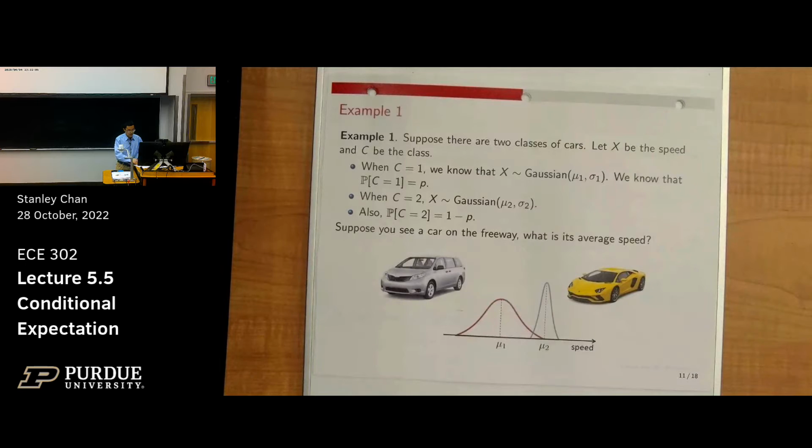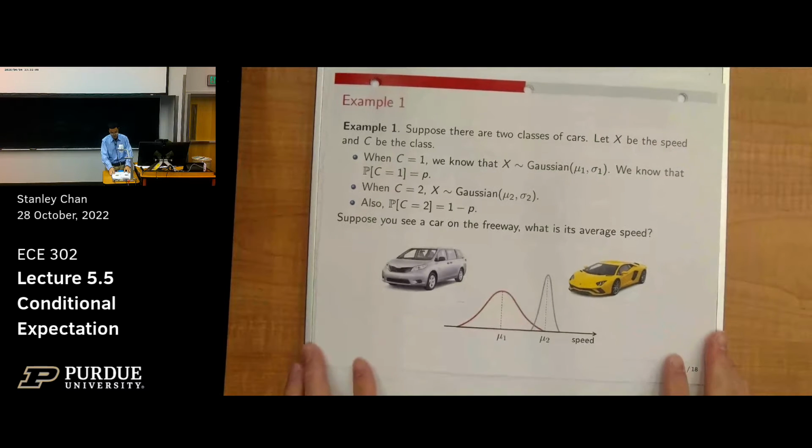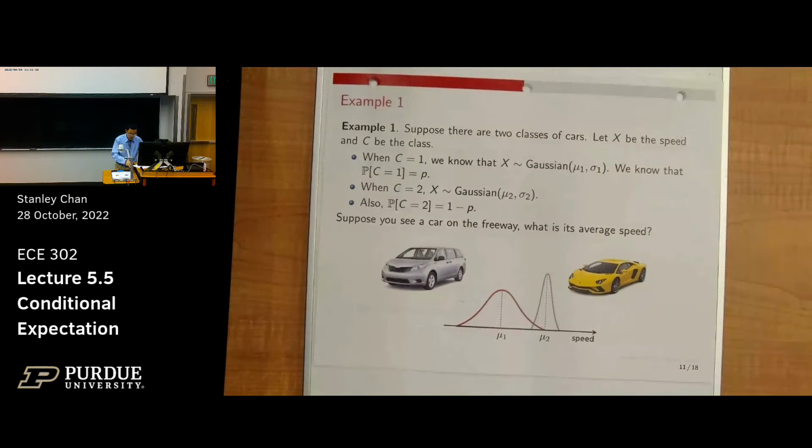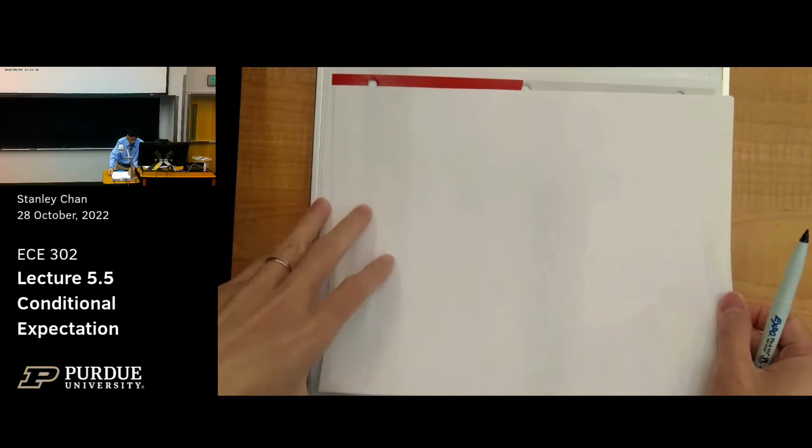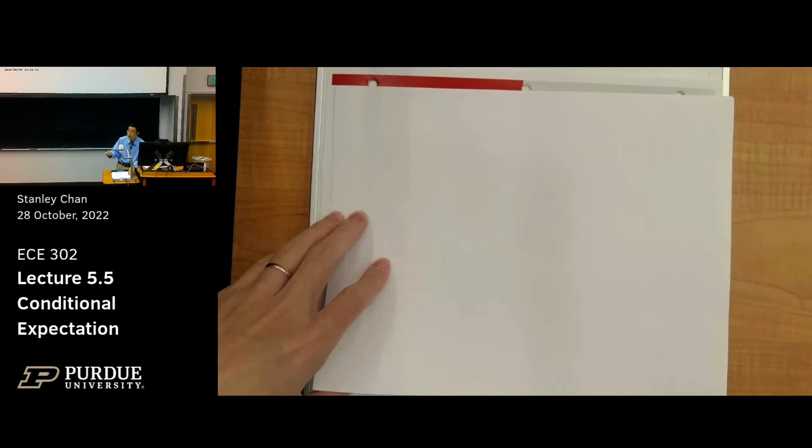So I want to start by talking about this example. Where are we? We were talking about conditional distribution, two random variables, a pair of random variables x and y, and we want to look at the conditional expectation, expectation of x given y. If you were not here for the past couple lectures, let me remind you what we have been doing.